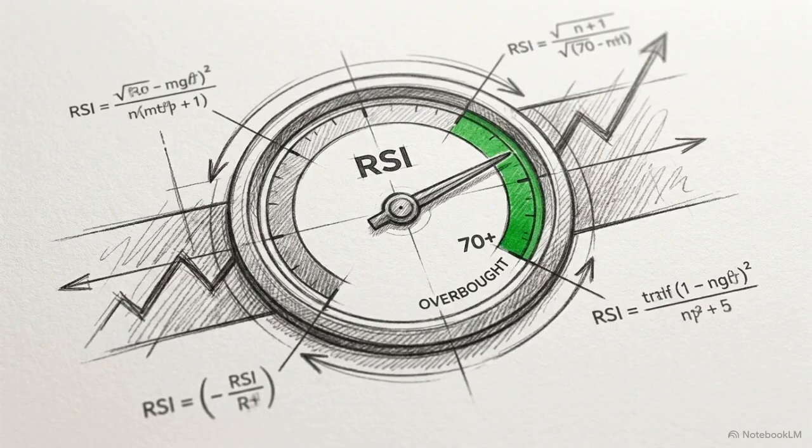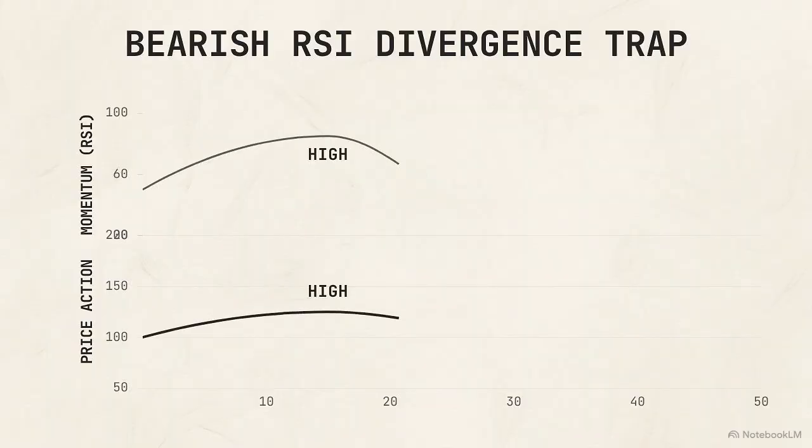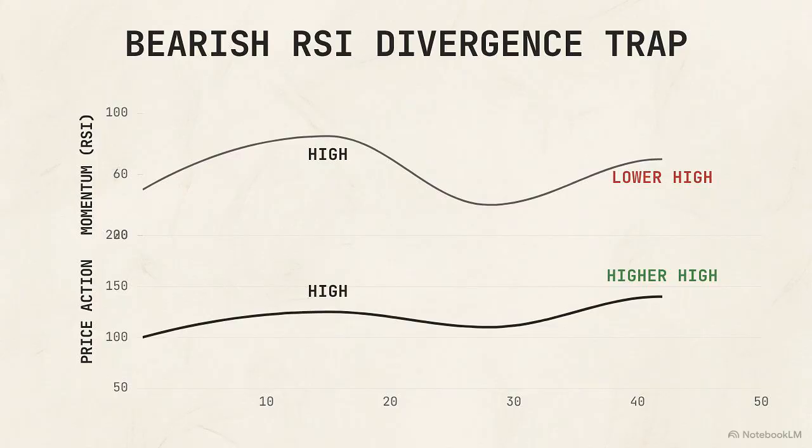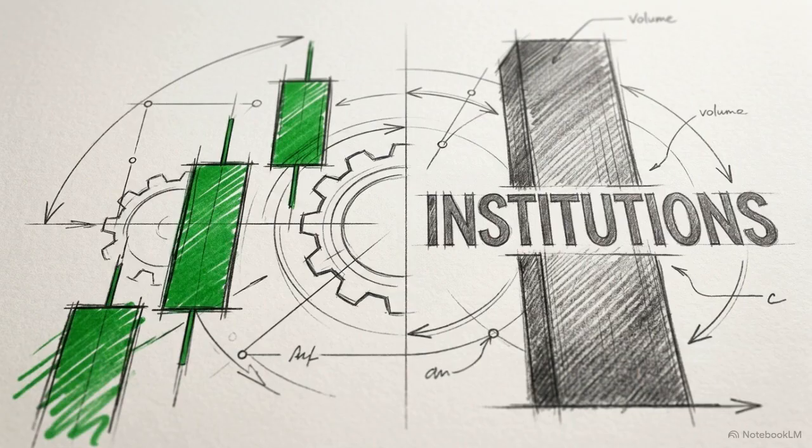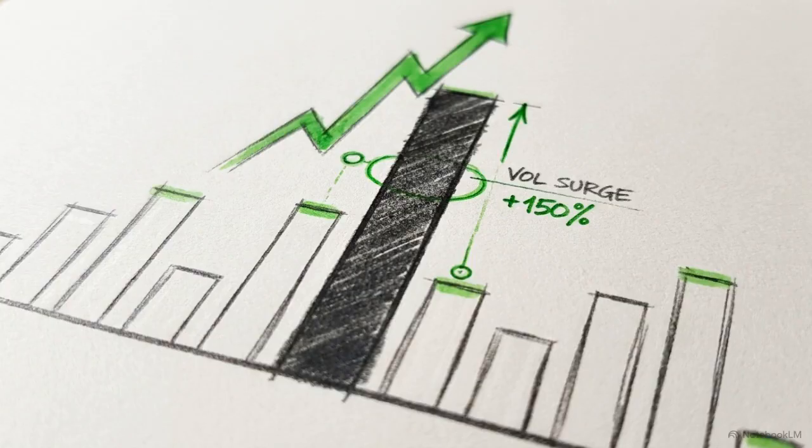We can add an additional layer of confluence by using momentum indicators, like the relative strength index, to measure the underlying energy of the move. If the price breaks out to a new high, but the RSI forms a lower high, you have what is called RSI divergence. That divergence warns of momentum exhaustion and points to a probable trap. While the candlestick body shows what is happening with the price, volume and momentum confirm who is driving it. This separates random retail noise from actual institutional participation.